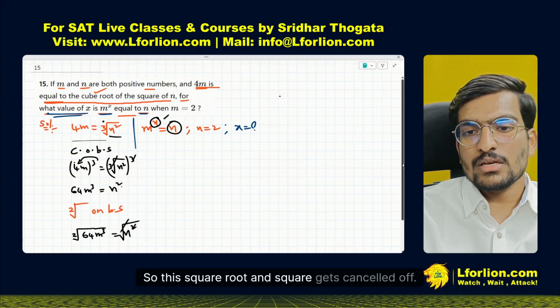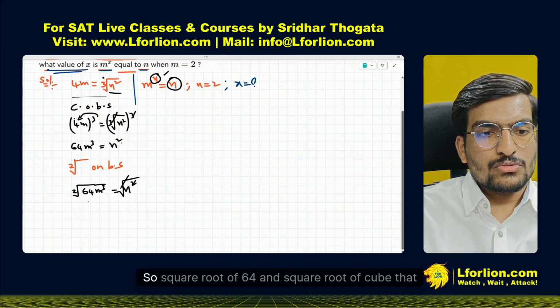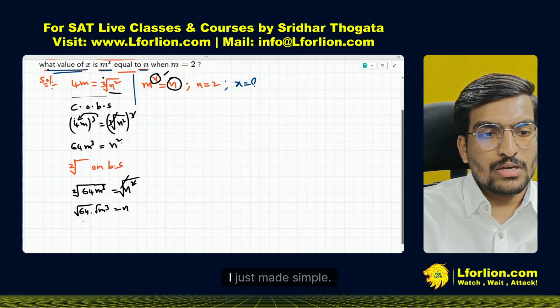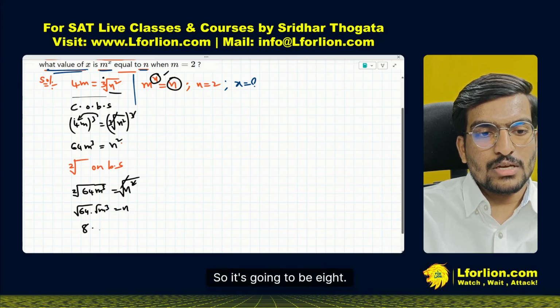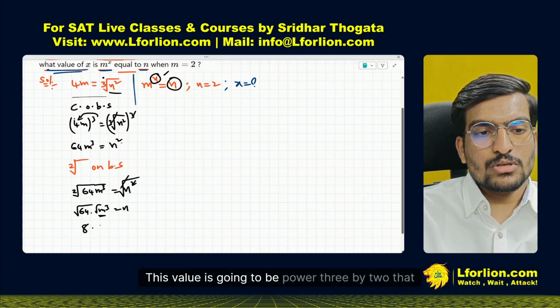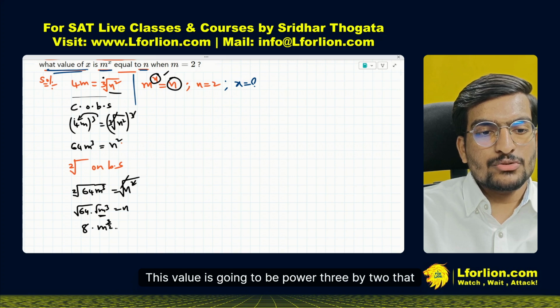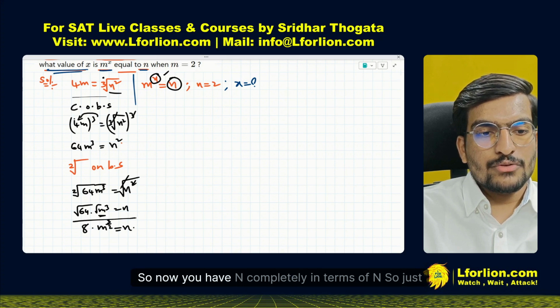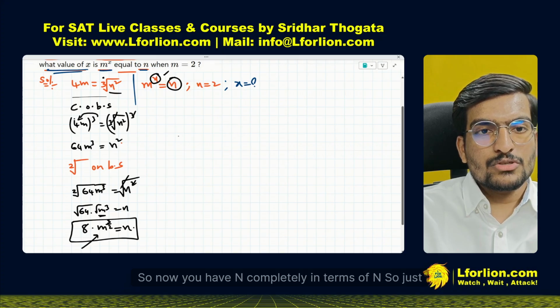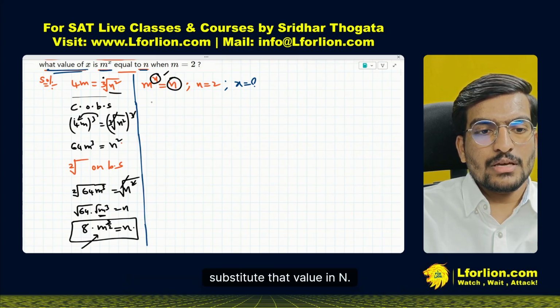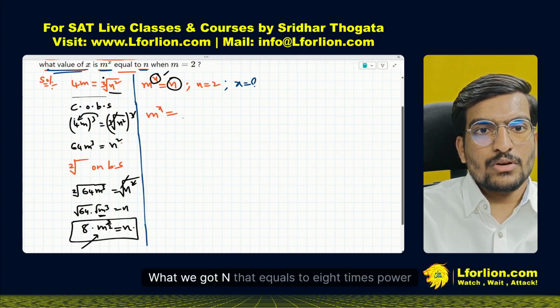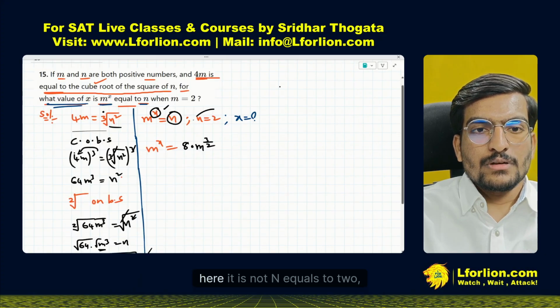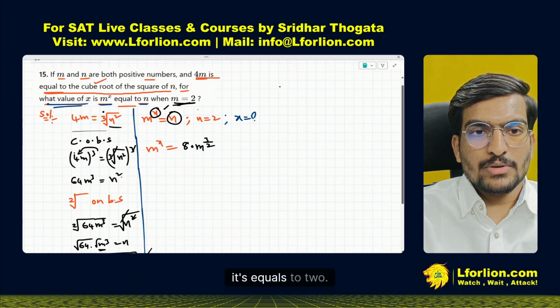So this square root and square get cancelled off. So square root of 64 and square root of m cube equals n. I just made it simple, so it's going to be 8 m power 3 by 2 equals n. So now you have n completely in terms of m. So just substitute that value in n. So here 2 power x as it is, and n equals 8 times m power 3 by 2. Here it is not n equals 2, it's m equals 2.